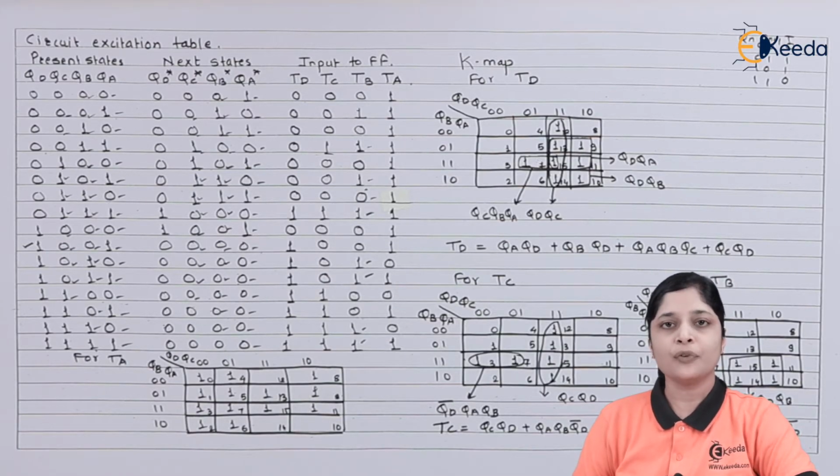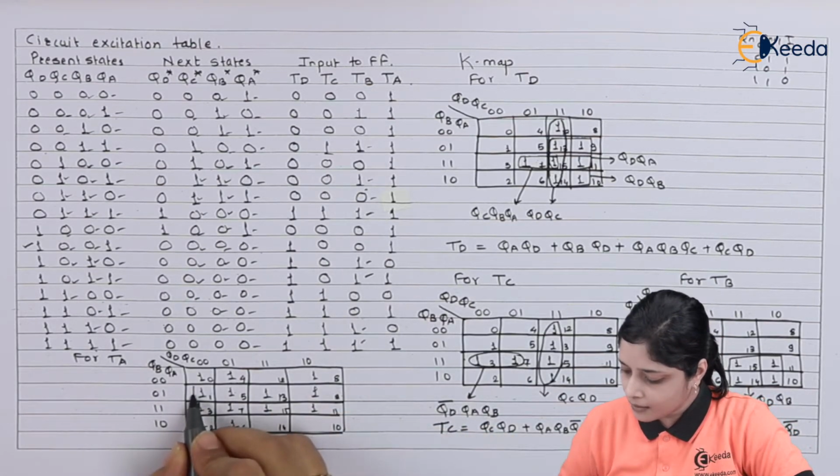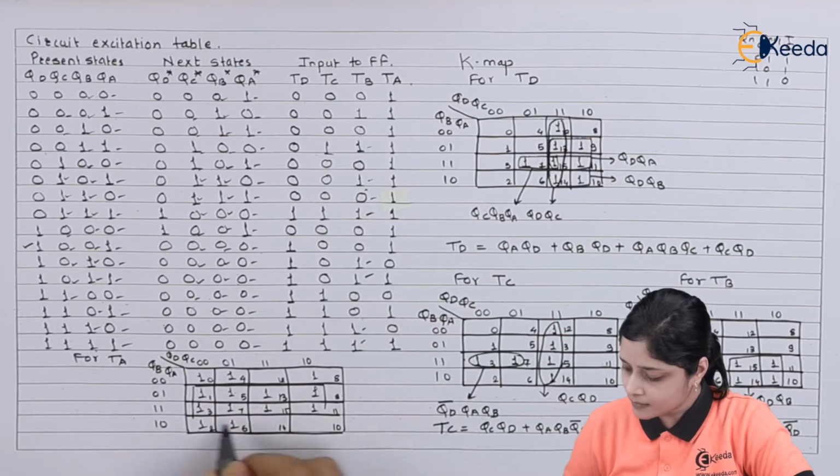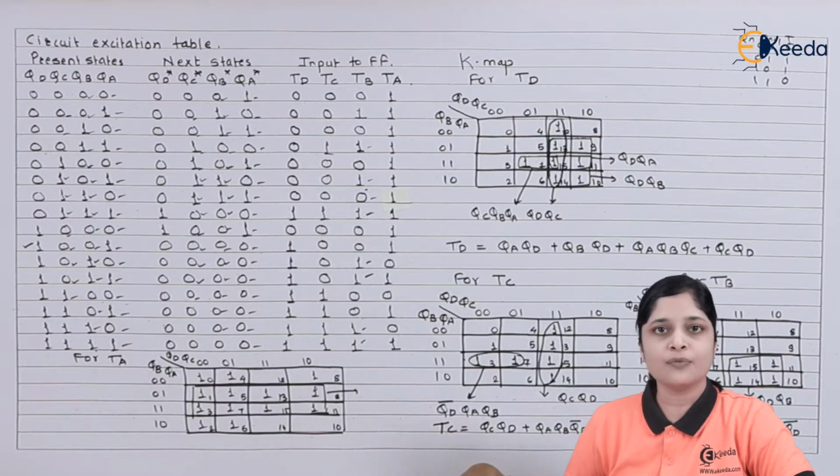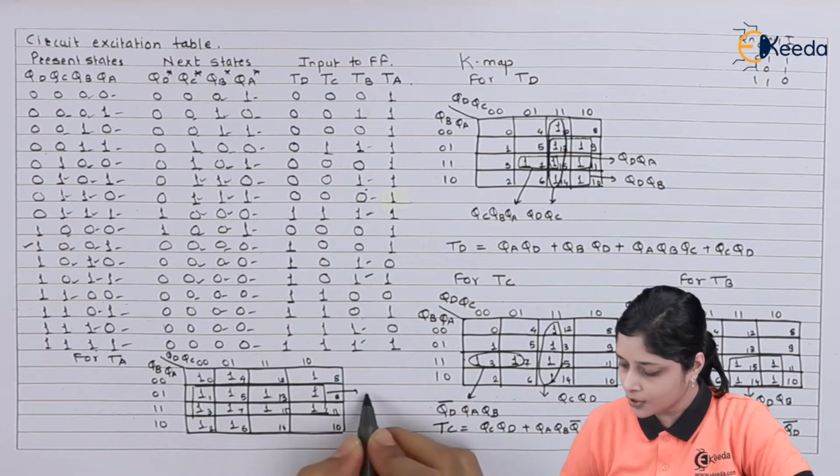Now we will focus on grouping of ones. Let's start the process of grouping. So we will make a group of these 8 ones, and the equation for this is what? Only QA.